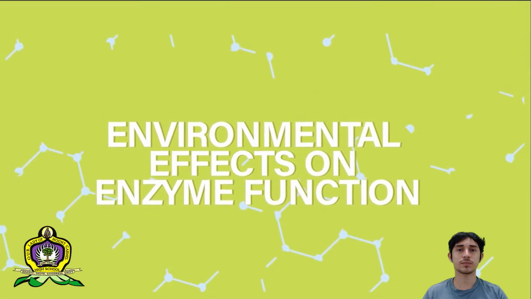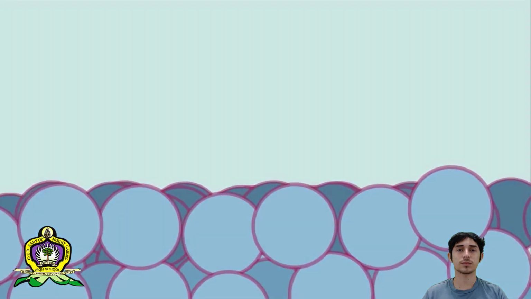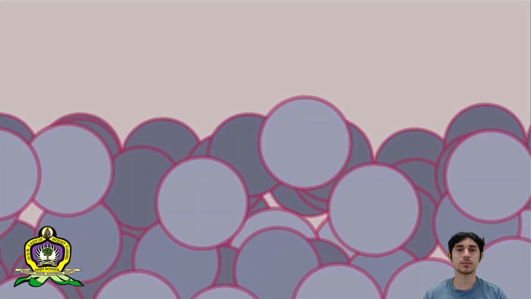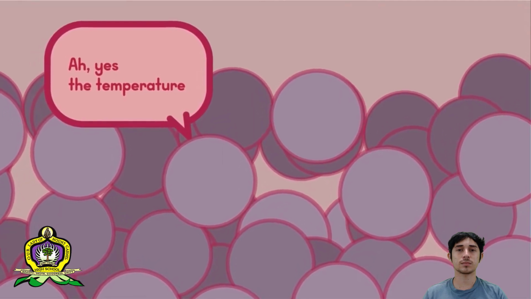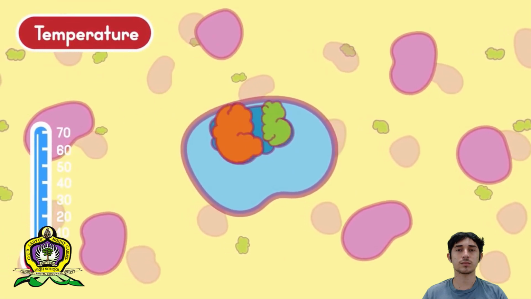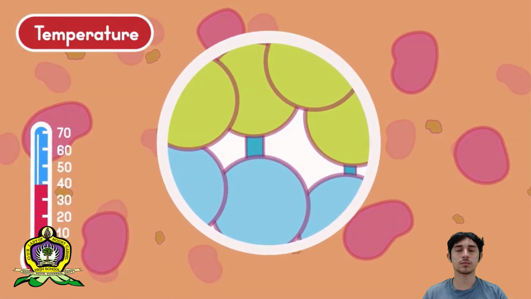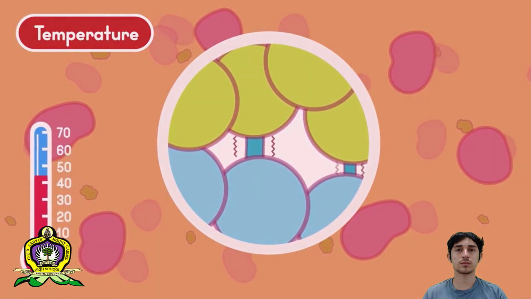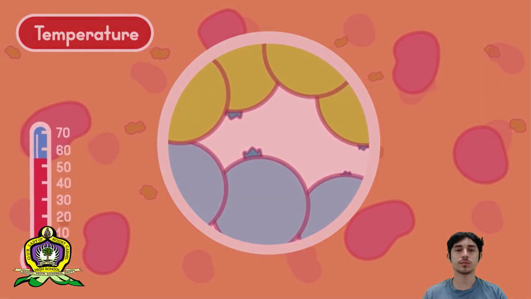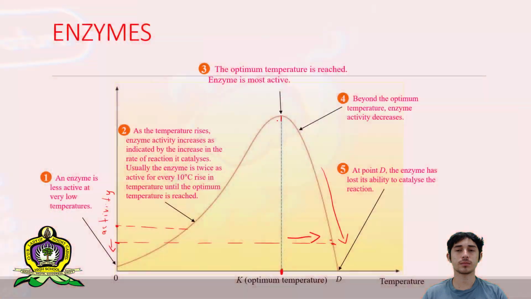Environmental effects on enzyme function. Active sites are very sensitive. They sense even the slightest change in the environment and respond accordingly. Some of the factors that affect the active site and consequently enzyme function include temperature. The suitable temperature for enzymes to function properly is 37 degrees Celsius. Increasing or decreasing the temperature above 37 degrees Celsius affect chemical bonds in the active site, making them less suited to bind substrates. Higher temperatures denature enzymes.